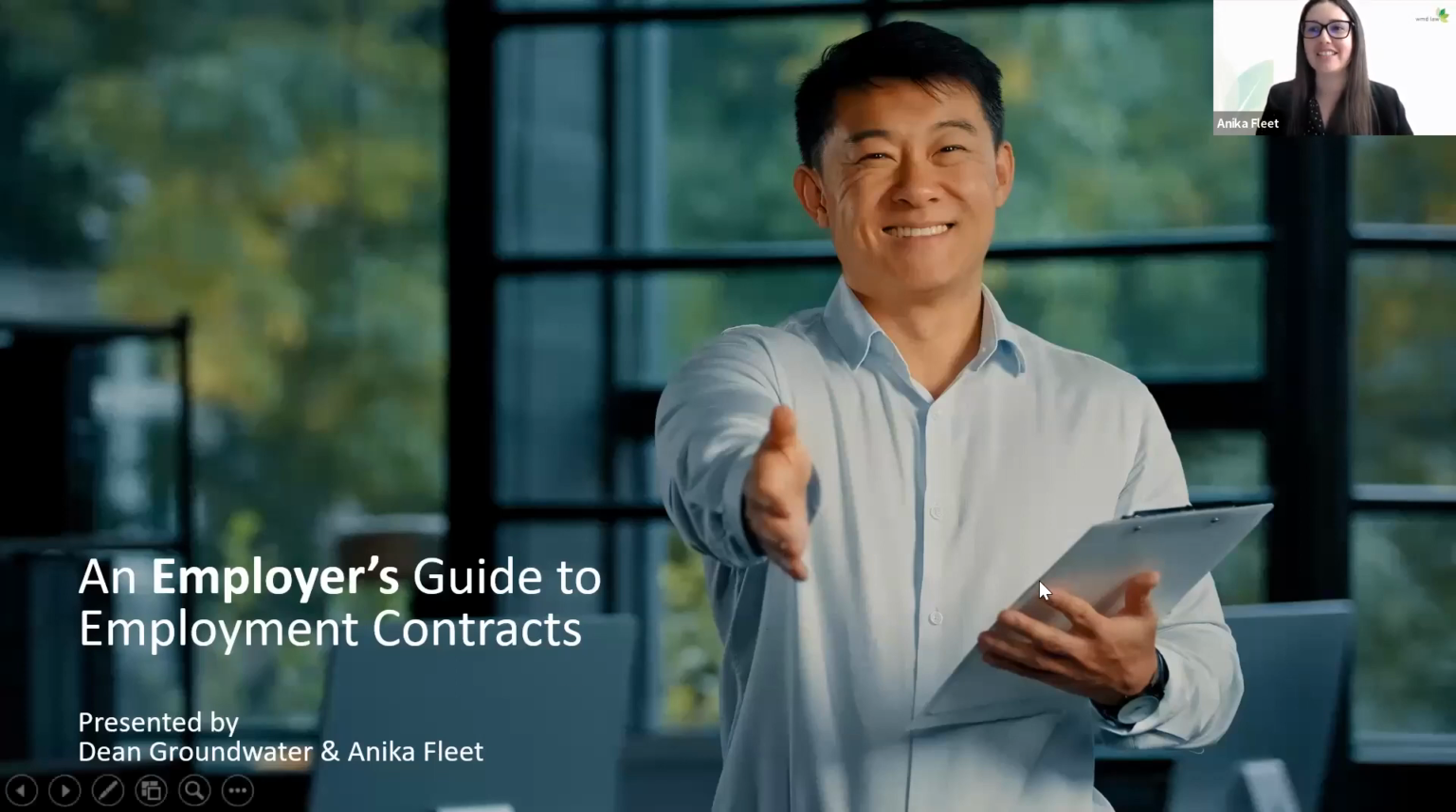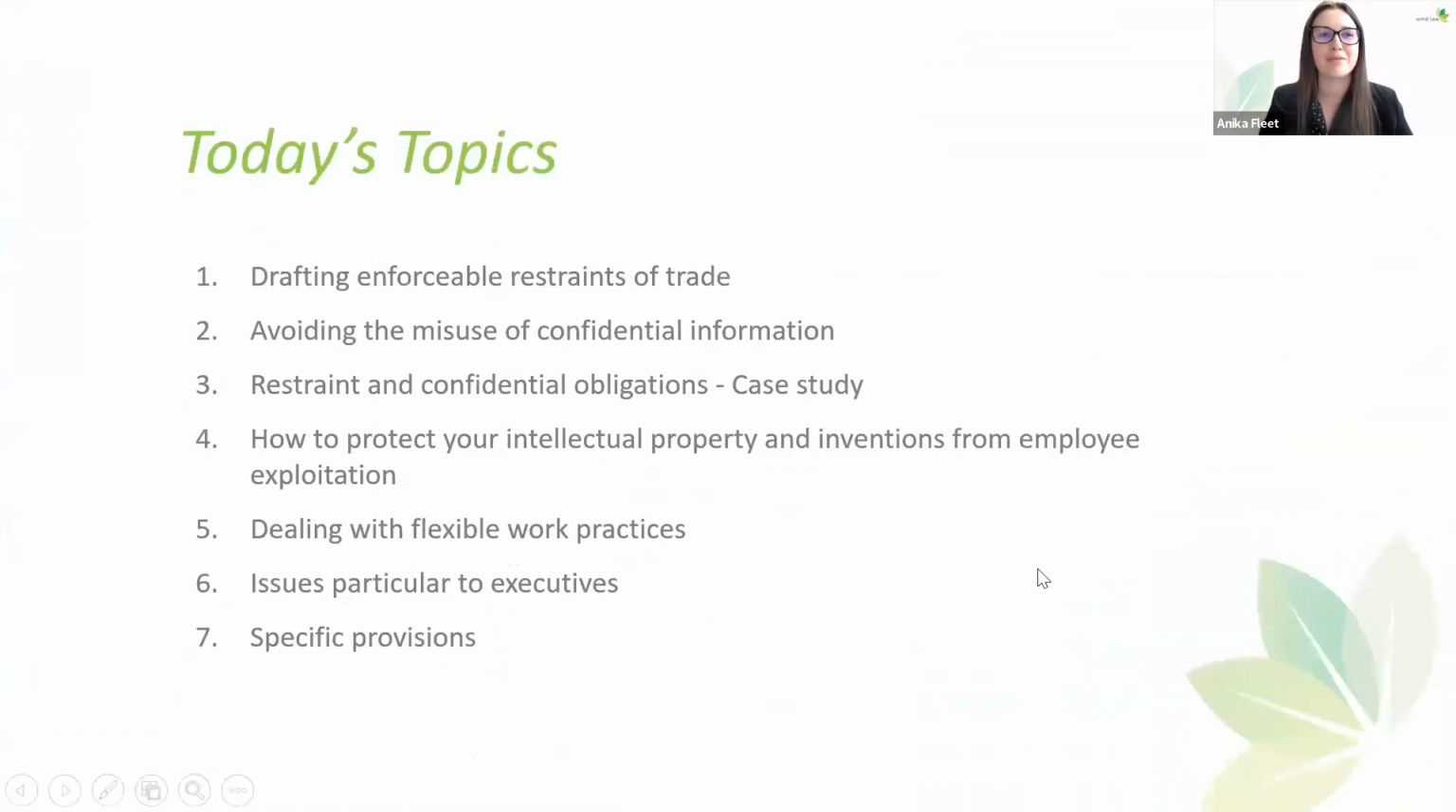Our goal is to help our listeners improve their employment contracts and also their workplace policies. So we're really big advocates of getting it right the first time at the beginning of the relationship, rather than having unclear or uncertain terms in a contract that later causes dispute.